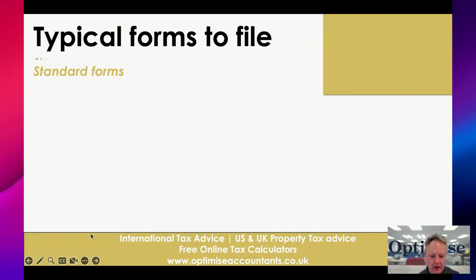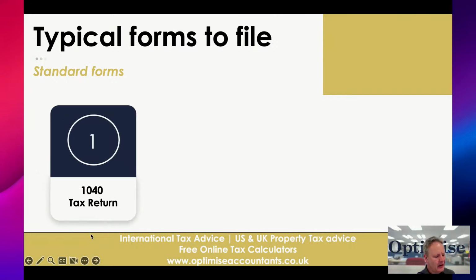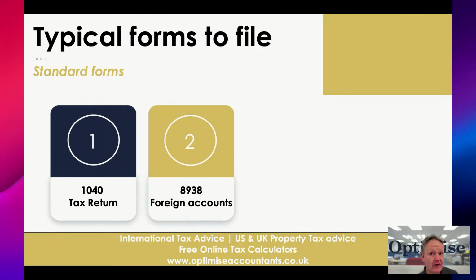Okay. Standard forms. So an American always has to file a 1040 tax return in the United States. In the United Kingdom, if you're moving over to the United States, you will still have to file a 1040 tax return, depending on your tax status. You may have to continue to file UK tax returns, so be careful with that as well. There are things like 8938, which is, as an American, you've got foreign bank accounts, and pensions are included in that. Then you would have to file form 8938, which accompanies the 1040 tax return.